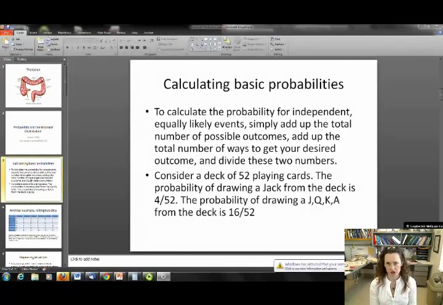Or the probability of drawing a face card, jack, queen, king, ace, the probability of that event would be 16 out of 52. So that's how you calculate a basic probability, and I'm sure most of you have done this.